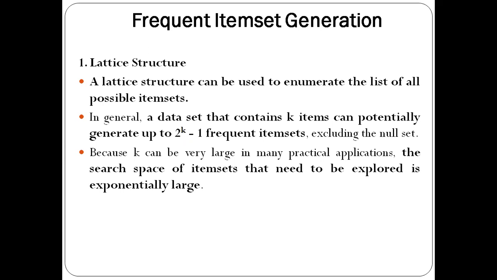We will list all of the possible frequent item sets here. For example, if you have k items, the total number of frequent item sets generated by this method will be 2 raised to k minus 1. If you exclude the null set, that is the reason why we have subtracted 1 here. So the value becomes 2^k - 1. That is the total number of frequent item sets generated in the lattice structure.